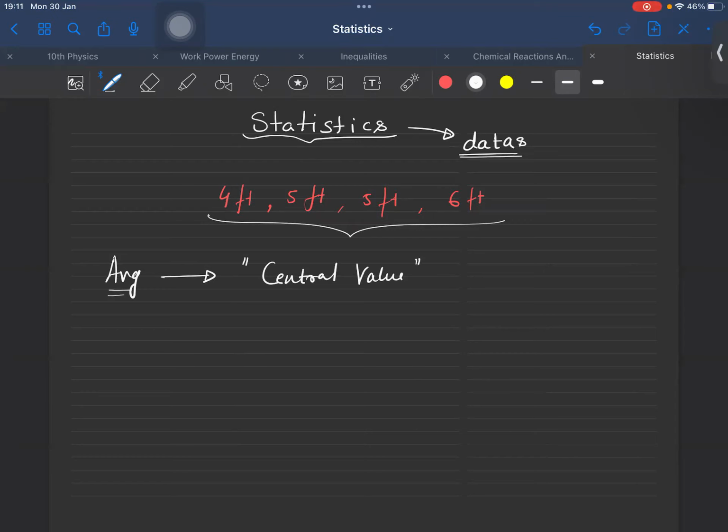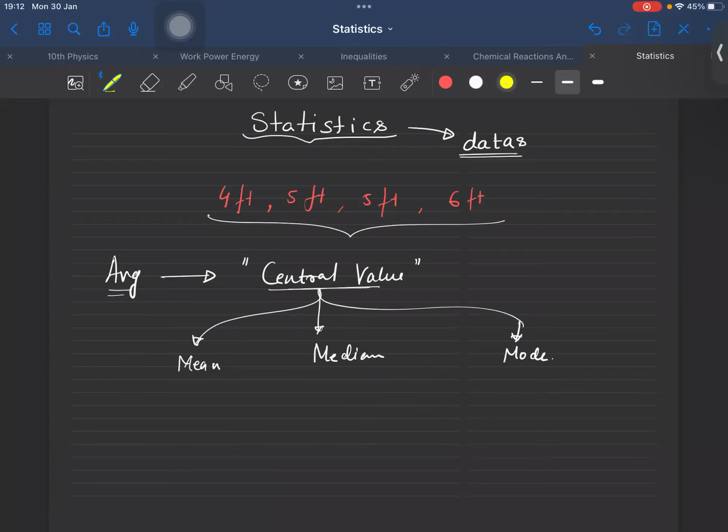And in statistics, we are going to understand which methods we follow to calculate the central values. So three of the most common central values that we will study are mean, median, and mode. Now, what is mean?